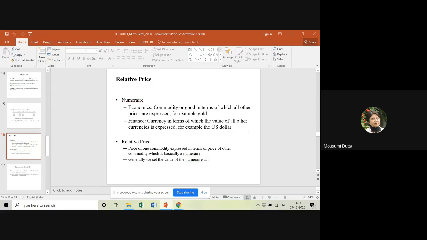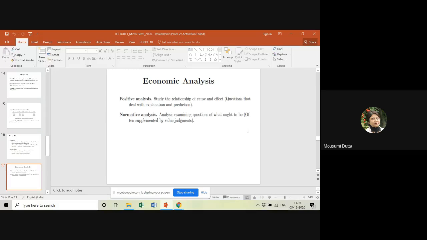So always the price is presented as a relative price. Simply it is Px by Py or Px by Pz. However, for simplifying the situation, we may set the denominator at 1 and we can present the price as Px or Py or Pz, etc. So this is the way by which we present the prices.